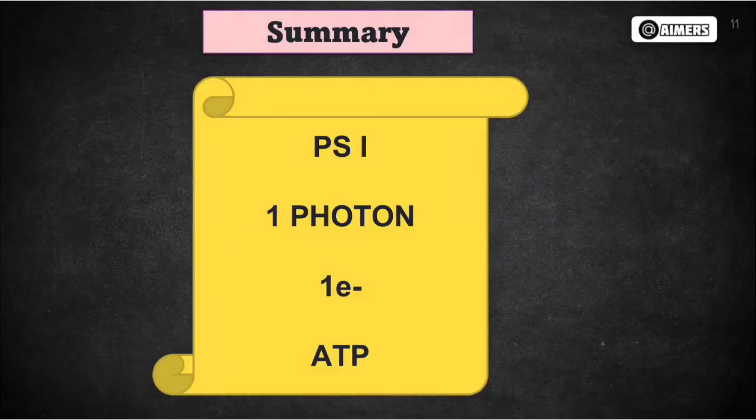Now students, here is the summary of the lecture. We saw that only photosystem 1 was involved in cyclic photophosphorylation. Only 1 photon was used, while 2 photons were used in case of non-cyclic. Only 1 electron was excited because there was no need for the reduction of NADP+. That's why only 1 electron is excited, and the product was ATP. No NADPH, no oxygen, only ATP.